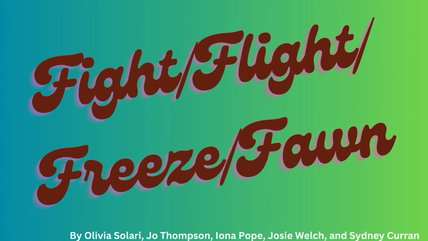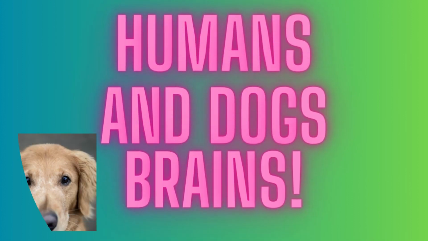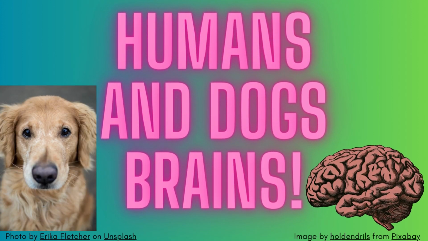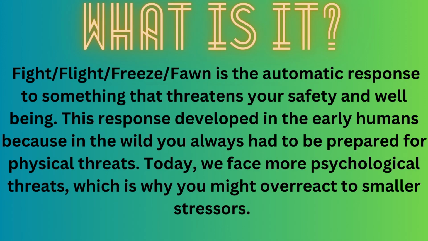In this STEM video, we will be focusing on the fight, flight, freeze, or fawn stress and trauma response. We will also discuss the differences between dog and human responses. First of all, what is the fight, flight, freeze, fawn response? Well, it's the automatic response to something that threatens your safety and well-being.